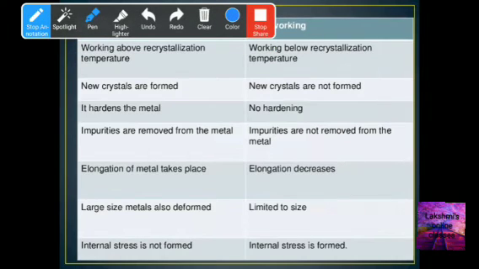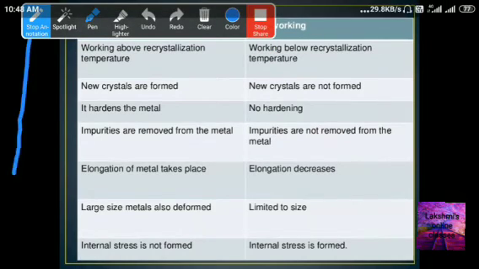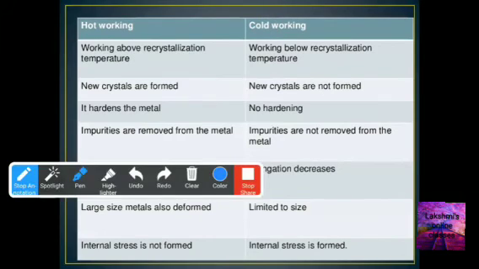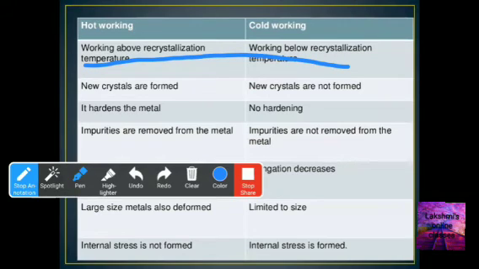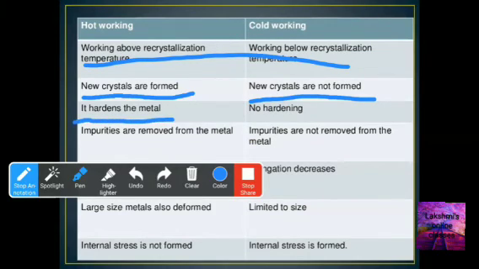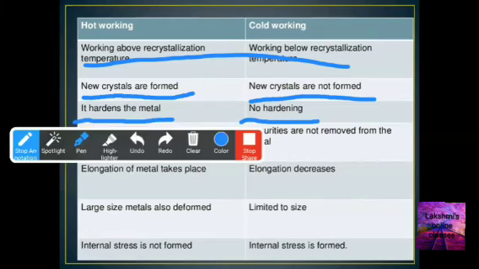Hot working is working above the recrystallization temperature, whereas cold working is working below the recrystallization temperature. So this is the first point. The second one is that new crystals are formed in hot working, and new crystals are not formed in cold working. The third one is that hot working does not harden the metal, while cold working hardens it, right?